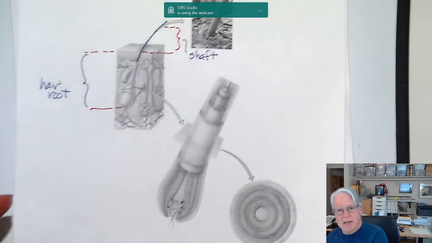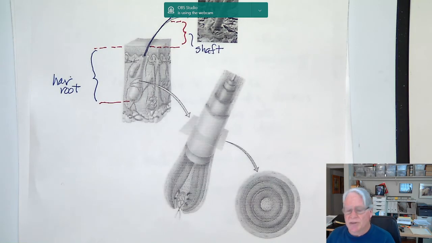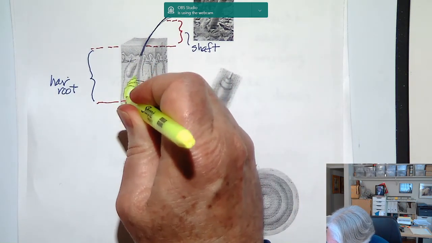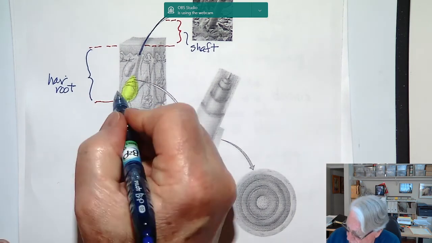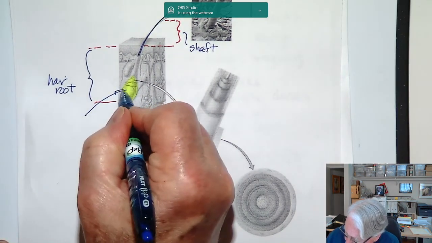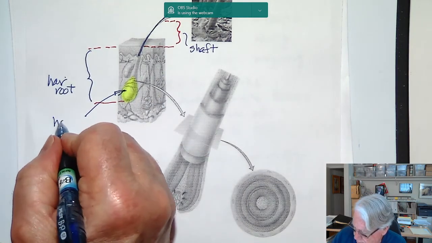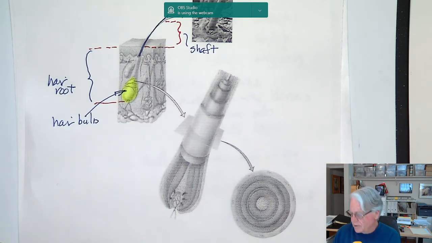And let's go ahead, and I think we're just going to use, perhaps yellow would be a good choice of color. So I'm going to just fill that in there. That enlarged area then is going to be the bulb of the hair. Okay.